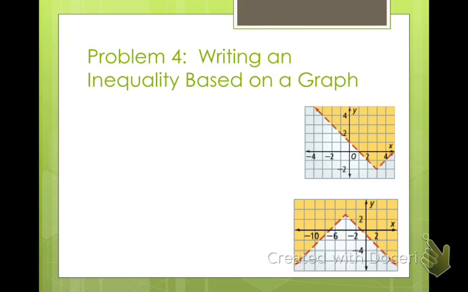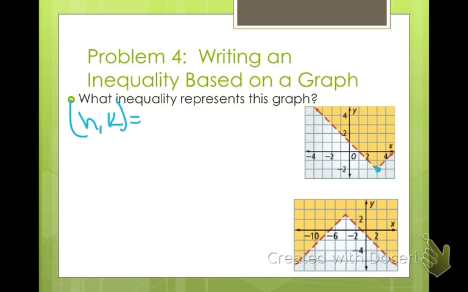Okay, so write an equation based on the graphs. So what inequality represents this graph? So first, what do we need to find? Okay, we need to find our vertex, which is right here. What is that point? Well, our vertex, our h, k, is at the point 3, negative 2.